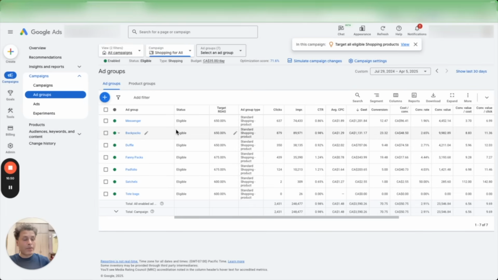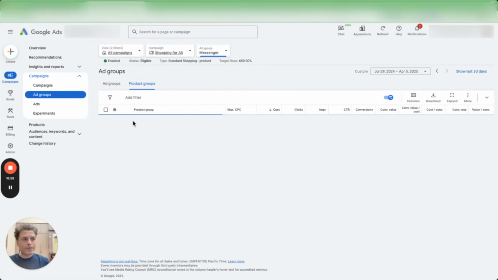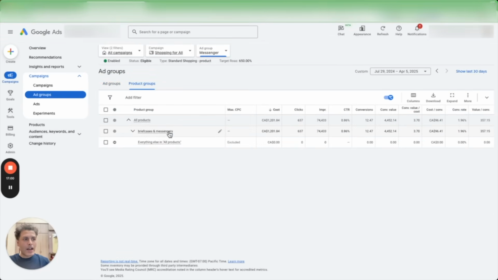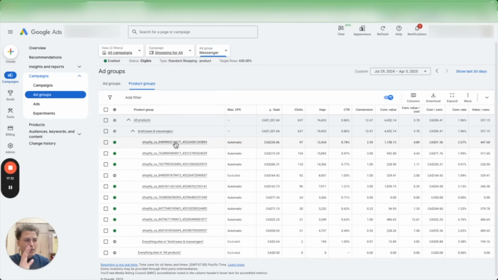So in terms of structure, this is what it looks like. In the messenger group, we have all the messenger bags. This is the product group. Within messenger, I have created different custom labels. If you look over here, in custom label 2 we have set this as briefcase and messengers. They are similar types, so that's why I've kept all the products over here.